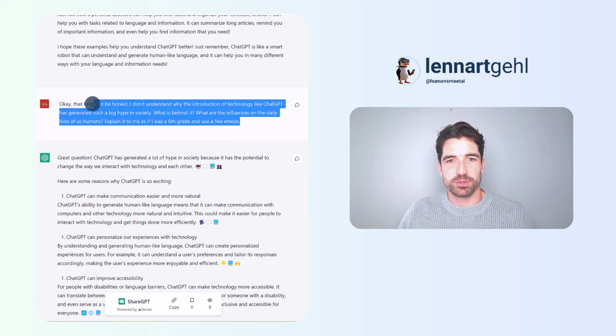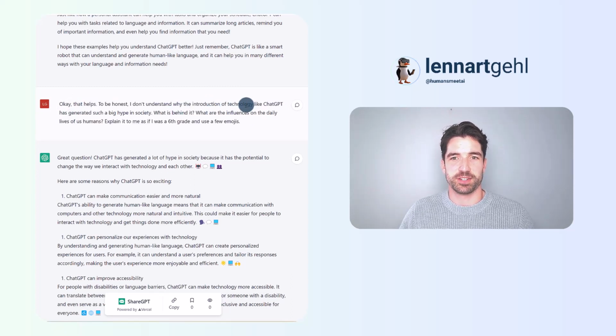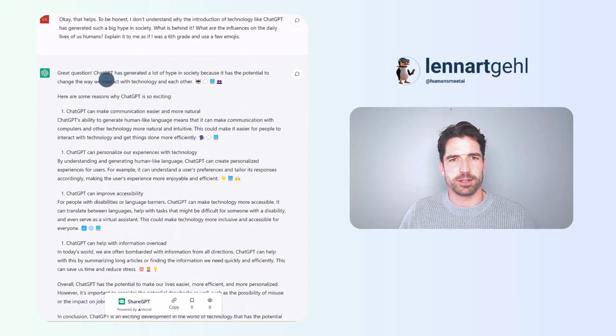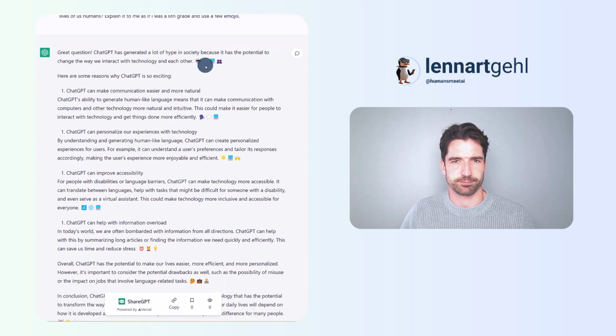To be honest, I don't understand why the introduction of technology like ChatGPT has generated such a big hype in society. What is behind it? What are the influences on the daily lives of us humans? Explain it to me as if I was a 6th grader and use a few emojis. Okay, cool. Great question. ChatGPT has generated a lot of hype in society because it has the potential to change the way we interact with technology and each other.